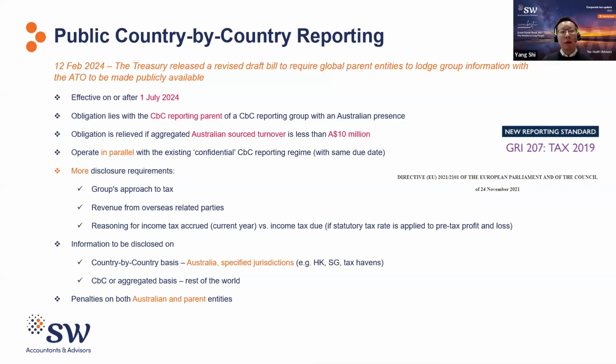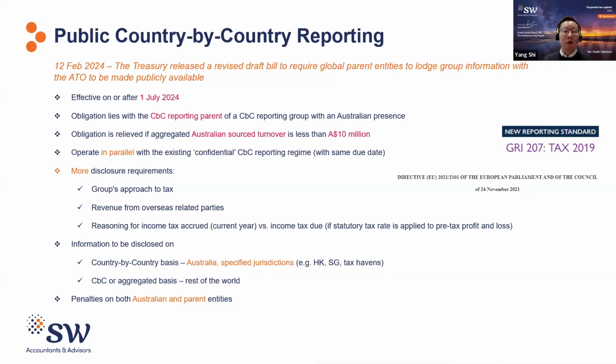For example, the group's approach to tax, something in line with the Global Tax Reporting Standard, GRI 207. So what is the group tax strategy, the tax governance process, how the tax is linked to your business will need to be put into words. Difference between the income tax accrued and income tax due will need to be put into words as well. This is actually a positive change because that helps provide more context behind the numbers.